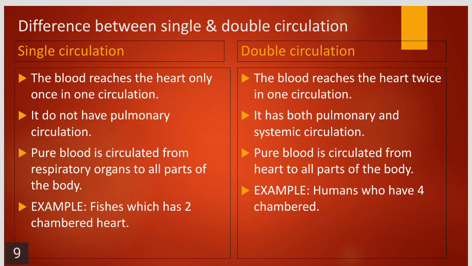Coming to double circulation, the blood reaches the heart twice in one circulation. Yes, 2 times the heart is receiving the blood. It has both pulmonary and systemic circulation. Pure blood is circulated from the heart to all parts of the body, and a very good example is human beings, having a 4-chambered heart.